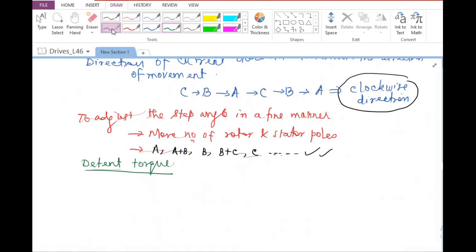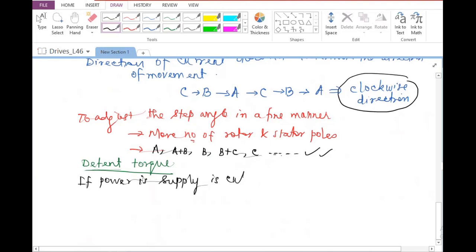Detent torque is the torque that exists if the power supply is cut off abruptly. That particular torque is known as detent torque. If there is some residual magnetism or a permanent magnet, then that is going to cause some torque to be retained, to detain the rotor in a particular position. That is known as detent torque.